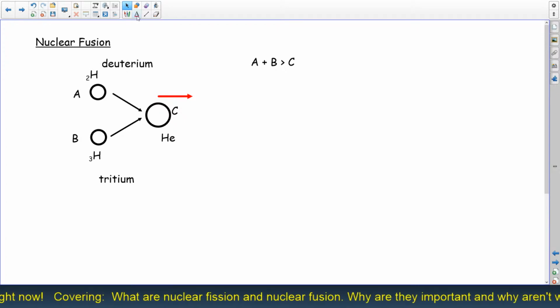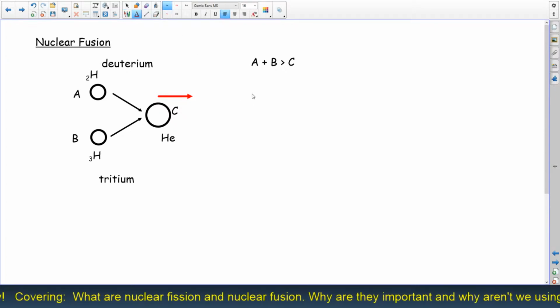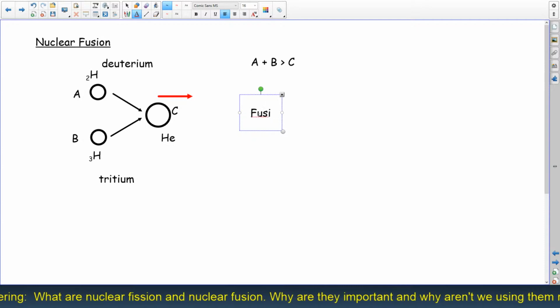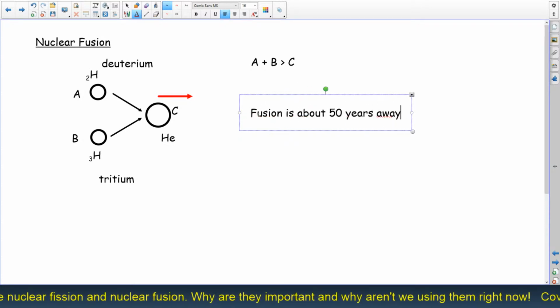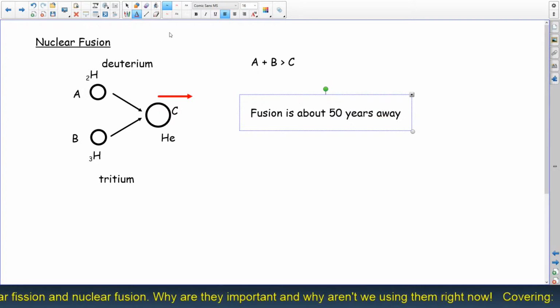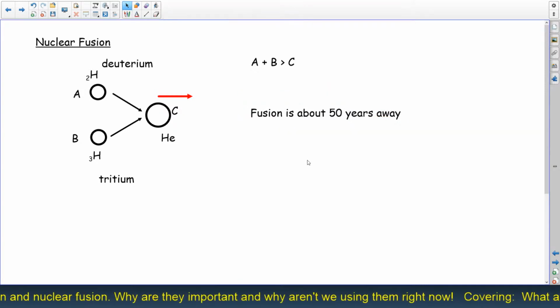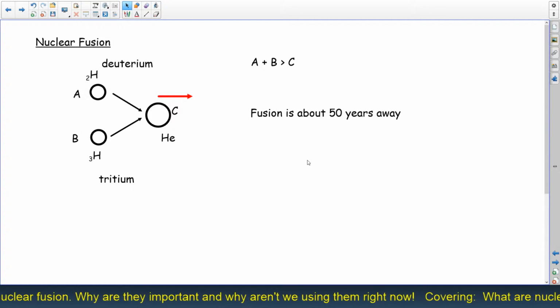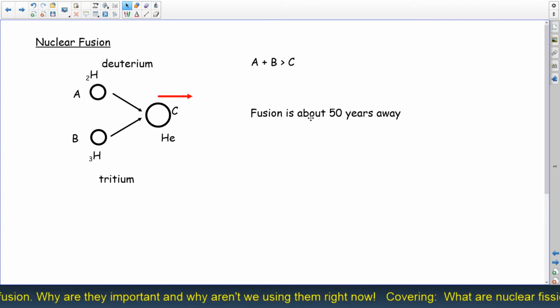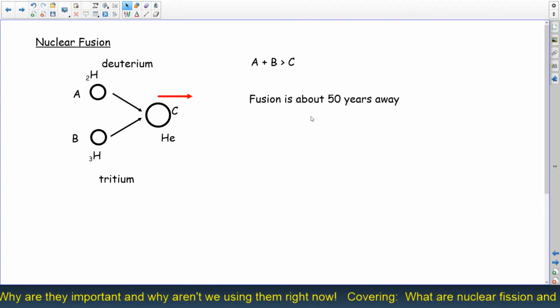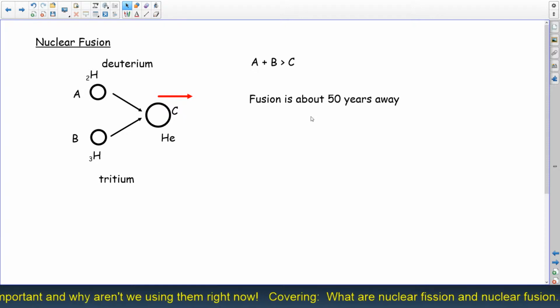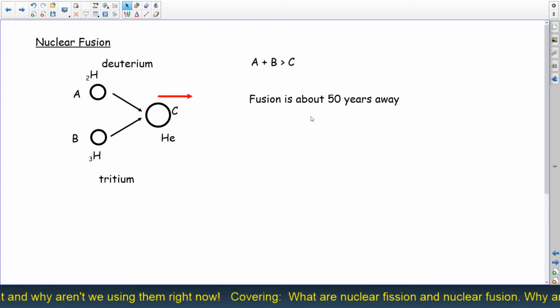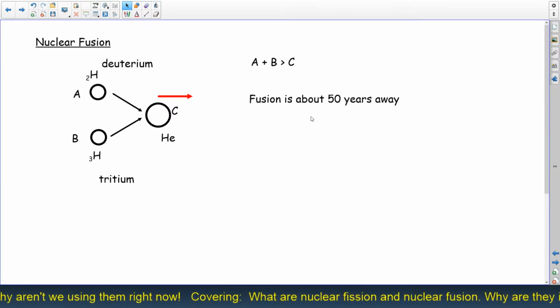There's a slight problem. It's one of the oldest jokes in physics that fusion is about 50 years away. And it has been about 50 years away for around about the last 50 years. A breakthrough in nuclear fusion just hasn't come. And it seems to be getting closer, and closer. Everybody gets very excited about it, but it just never quite makes it there.